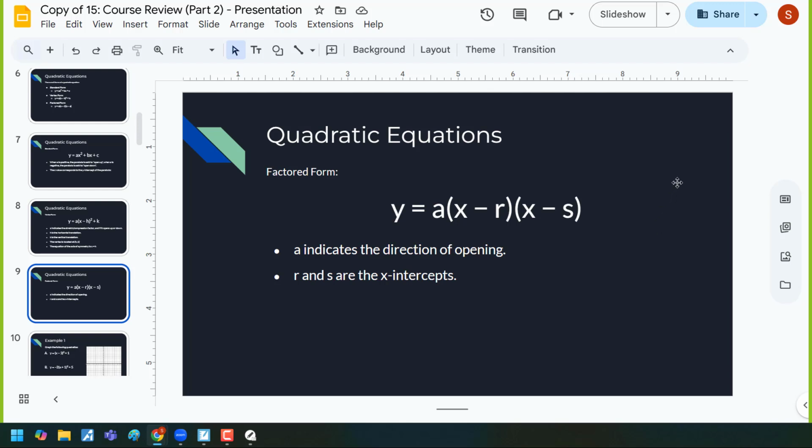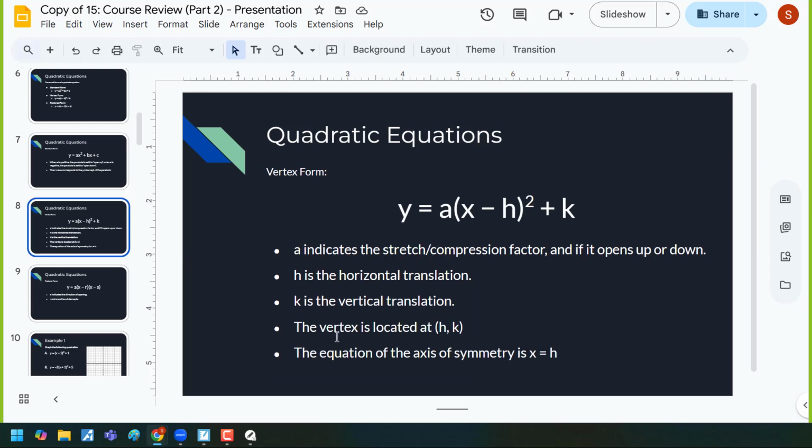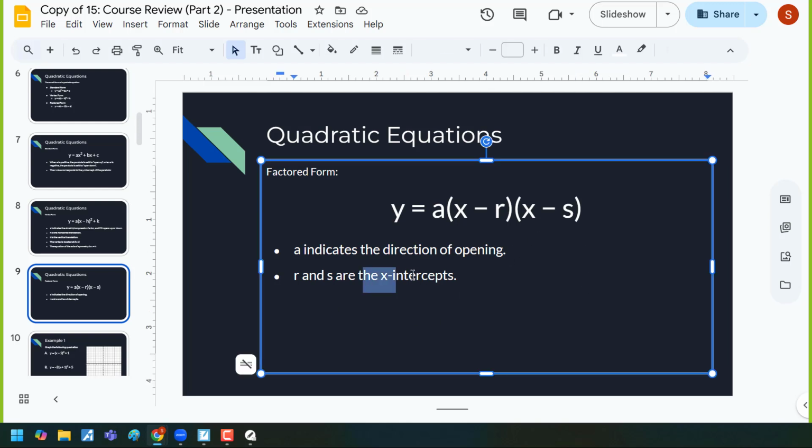For factored form, a once again tells us the direction of opening, up or down, and r and s give us up to 2 possible points, and these are the x-intercepts. So each form of your quadratic equation gives you points. Depending on which form it is, you get a different point. Standard form gives you the y-intercept. Vertex form gives us the vertex point. And the factored form gives us the x-intercepts.